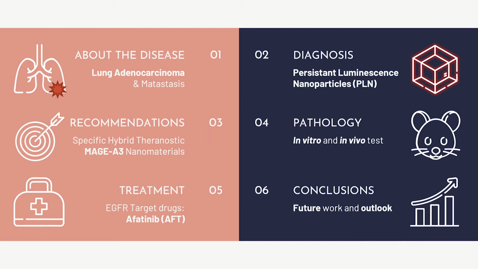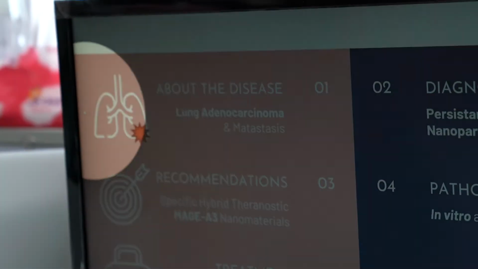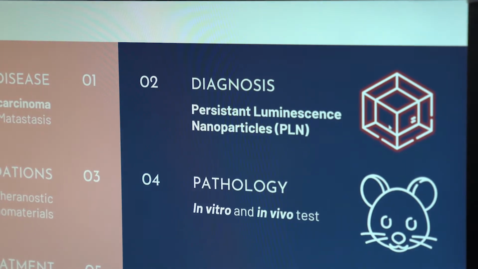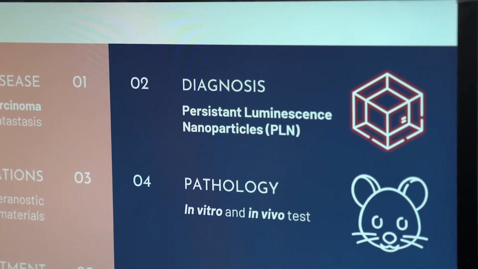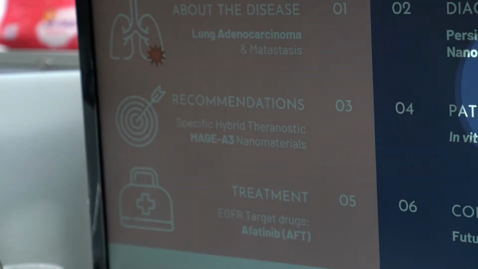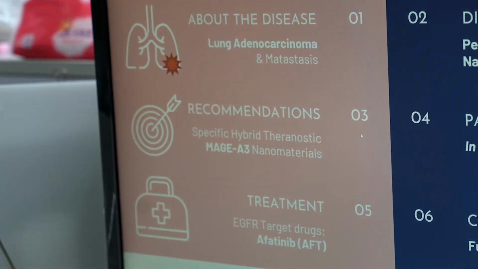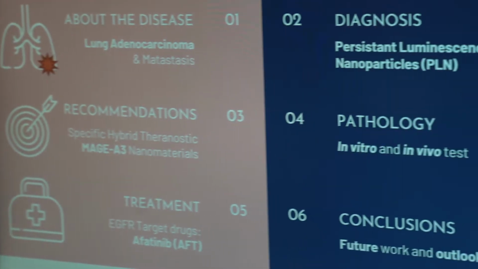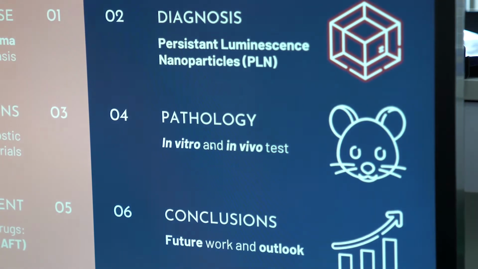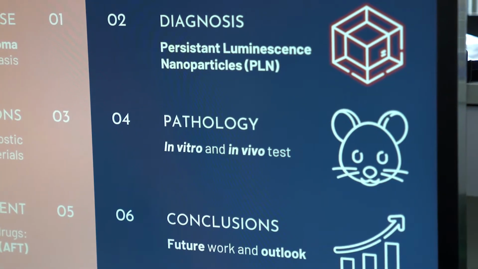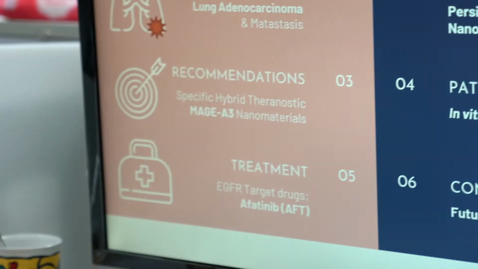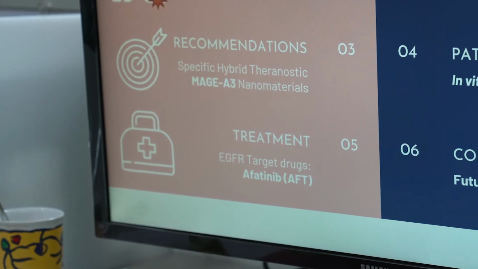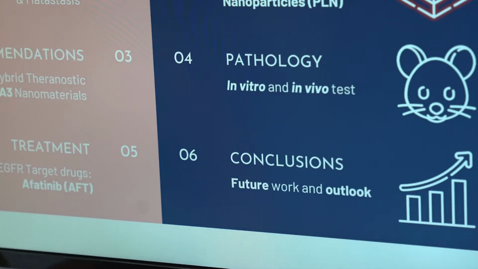First, I'm going to talk about lung adenocarcinoma, the disease. Second, I will introduce the persistent luminescence nanoparticle as the targeting and therapeutic nanoplatform. Third, we introduce the MAGE-A3 nanomaterials. We use MAGE-A3 combined with the platform to track the tumor cells. Fourth, we use the cell model and the mouse as the animal model to prove our research ideas. Fifth, we will use afatinib as the drug to cure this disease. And finally, we will introduce the conclusion to end this research.